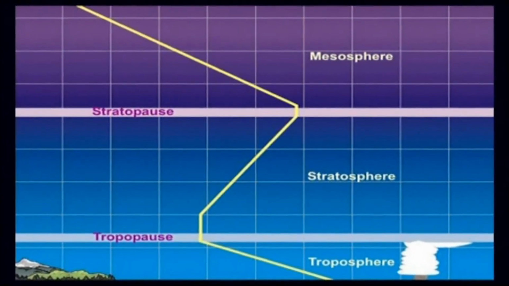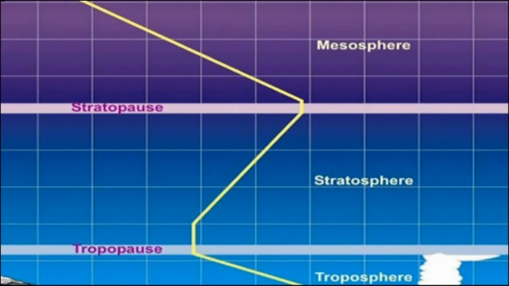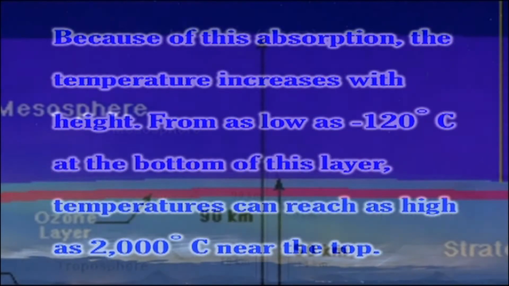While still extremely thin, the gases of the thermosphere become increasingly denser as one descends towards the Earth. As such, incoming high energy ultraviolet and X-ray radiation from the Sun begins to be absorbed by the molecules in this layer and causes a large temperature increase. Because of this absorption, the temperature increases with height. From as low as minus 120 degrees Celsius at the bottom of this layer, temperatures can reach as high as 2000 degrees Celsius near the top.